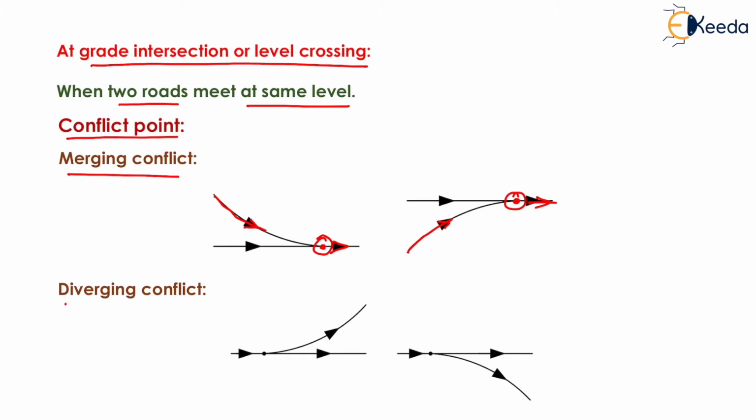Now the next one is the diverging conflict. If some vehicle is trying to diverge from this route to this route, then there will be one diverging conflict point that arises here. Now if some vehicle is trying to move from this to this direction, then there will be one diverging conflict point arising here.